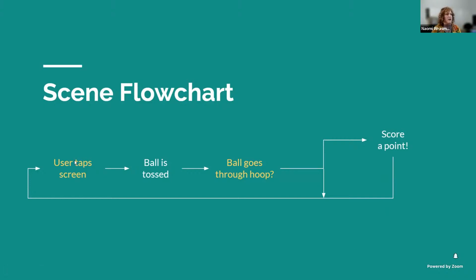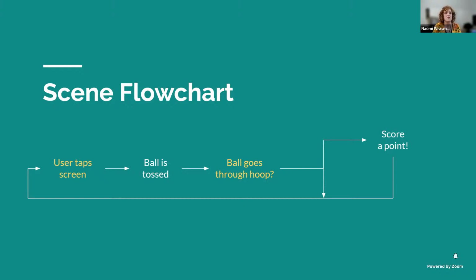So over here on the left, user taps screen. I've highlighted that in yellow because that is an event, and we want to start thinking about events that are going to happen and things that we're actually going to tell the lens to do. So user tapping screen is something that could happen at any time, and we want our lens to be able to listen out for that. And then when that happens, we toss the ball. We'll expand on that technically later.